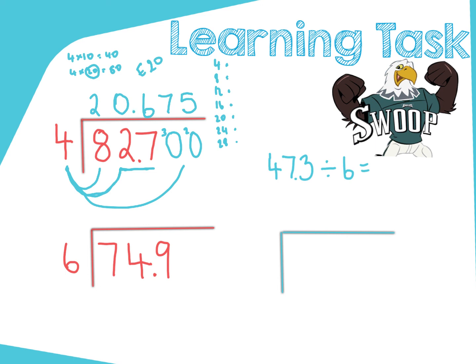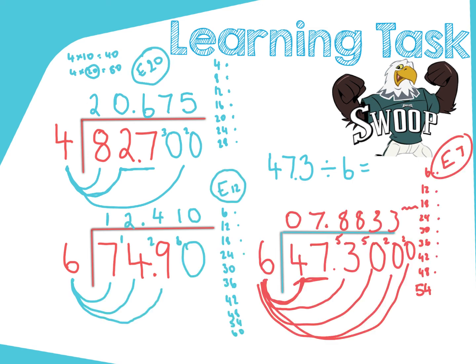All right, pause the video here now, and then I want you to go back and have a look at the next two sums by yourself. Okay, guys, so hopefully you've got your answer now. So for the second one, it was 12.4 with 4 tenths. And then the next one is 7.8833, and that's a continuing number.